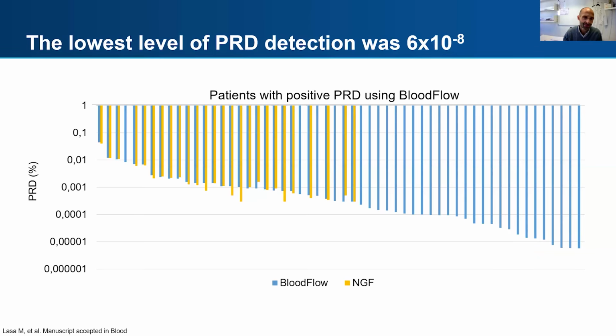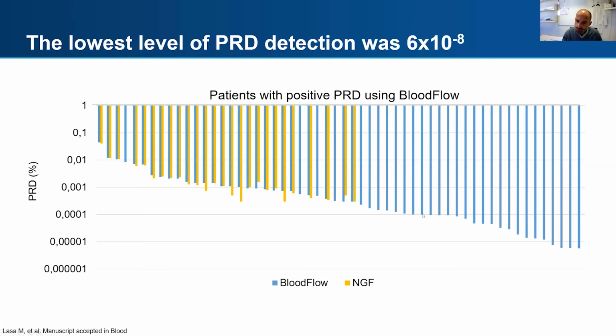Now, in this slide, we are comparing the detection between the new method in blue that we called blood flow and the standard method that is NGF, that is already very sensitive, 10 to the minus 6. But as you can see, there are many patients in whom we only detect residual disease in the blood, PRD, with the new method and not with NGF.